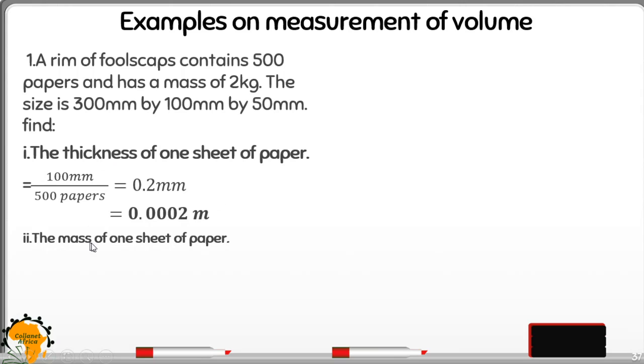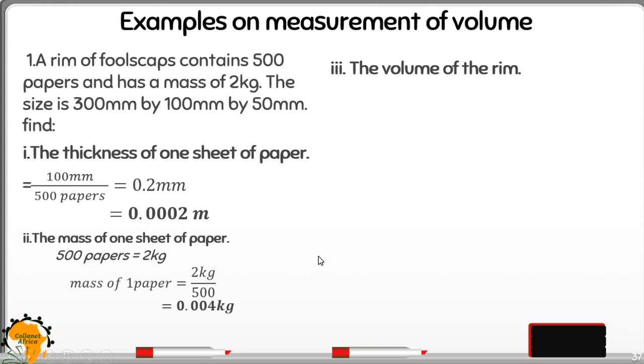We are supposed to get the mass of one sheet. But remember, we are given the mass of 500, which is 2 kg. Again, we say that the mass of one paper will be the 2 kg divided by the number of papers. And when you divide 2 by 500, you get 0.004 kilogram.